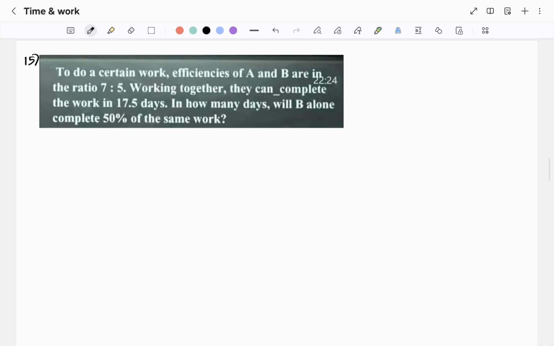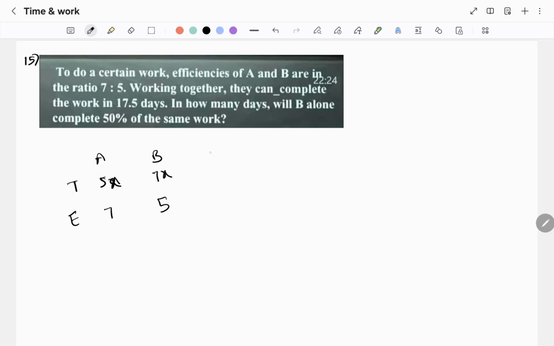To do a certain work, efficiencies of A and B are in the ratio 7:5. Working together, they can complete the work in 17.5 days. In how many days will B alone complete 50% of the same work? 50% of the same work they are asking. So if you do it like the usual method, A, B, time ratio, efficiency ratio. Efficiency ratio is given 7:5. Then time will be 5x and 7x.